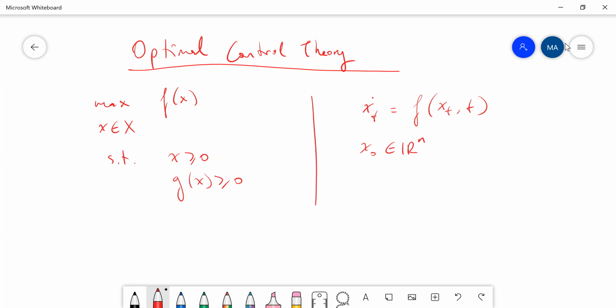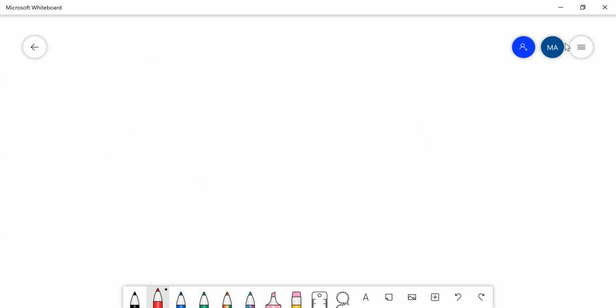Now what we want to do is to make this model dynamic, make this optimization problem a dynamic model, and then study not just optimal points, okay, but optimal paths. So these paths will change in time, okay? In optimal control theory, usually we start with this specific example, okay?